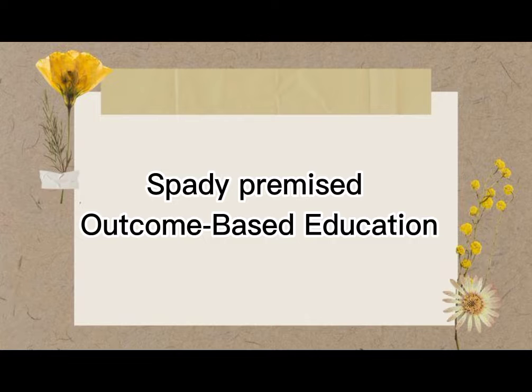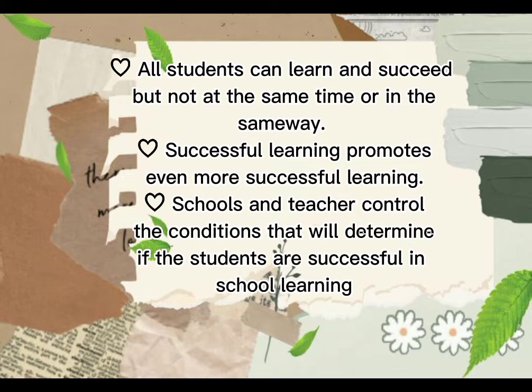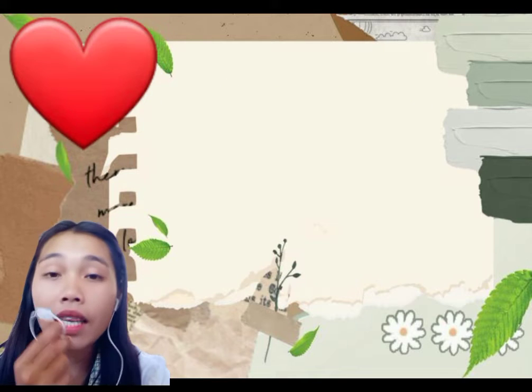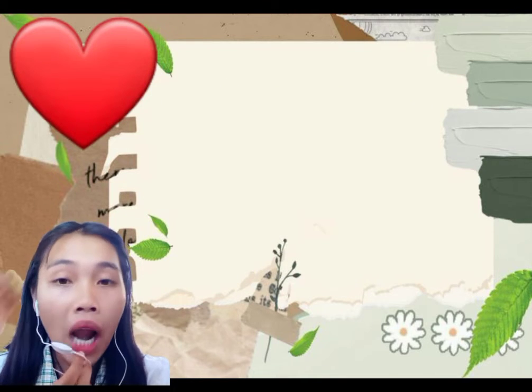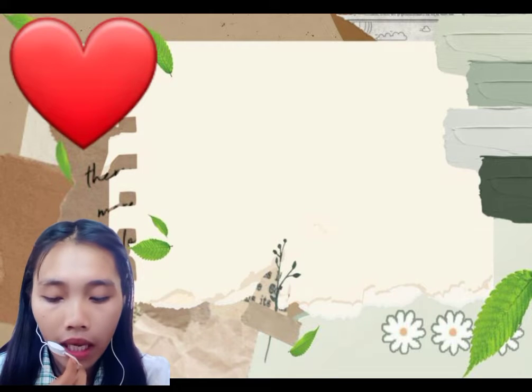Spady premised outcome-based education on these: all students can learn and succeed, but not at the same time or in the same way. Successful learning promotes even more successful learning. Schools and teachers control the conditions that will determine if the students are successful in school learning. These are what Spady assumed or hypothesized in OBE.